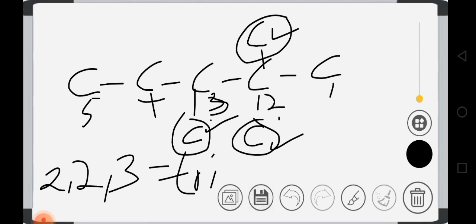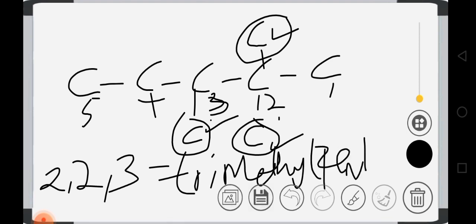Tri is for 3. Then what is the name of the substituent? Methyl. Trimethyl. What is the parent name? Pentane. So take note of that. So there's the name: 2, 2, 3 trimethylpentane. So take note of that one.